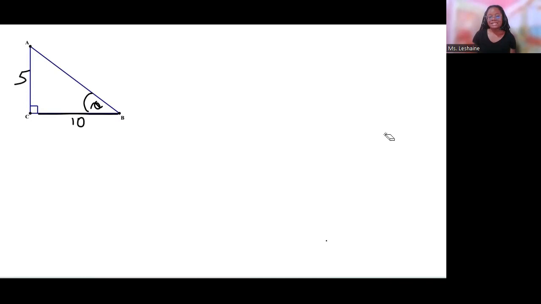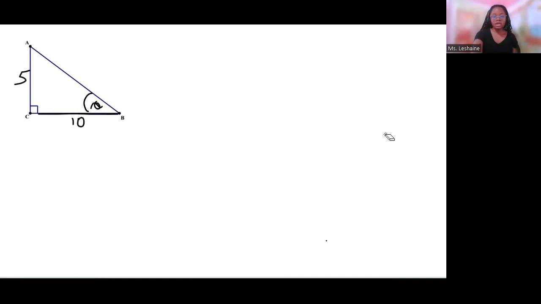Hello. Today we will be learning how to find the missing angles on a triangle when we are presented with their sides using SOH CAH TOA. I previously did a video showing you how to find the missing side if you are presented with a particular angle.